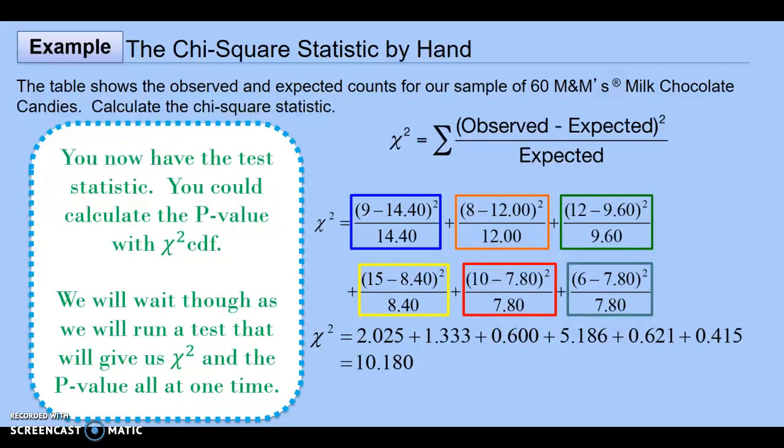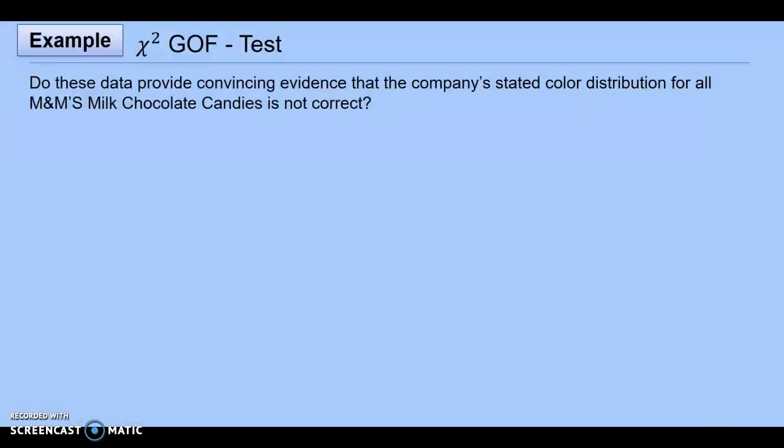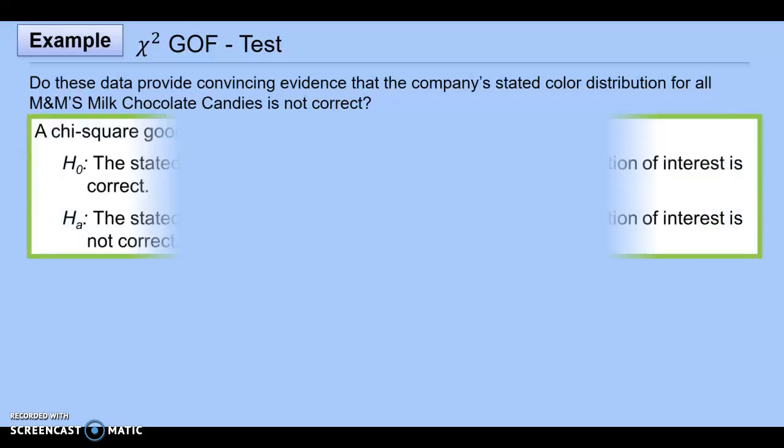But we are not actually going to do that now because we are going to eventually run a chi-square test, and it will give us that p-value all at one time, since we already have talked about how to calculate that p-value. So if you look at the second example here, it says, do these data provide convincing evidence that the company's stated color distribution for all the milk chocolate candies is not correct?